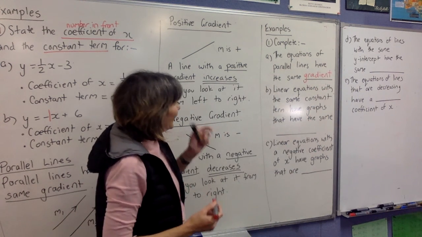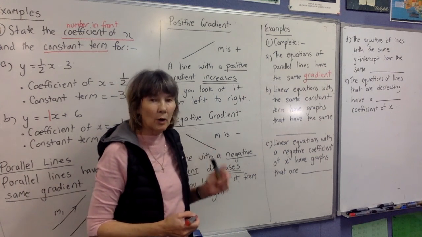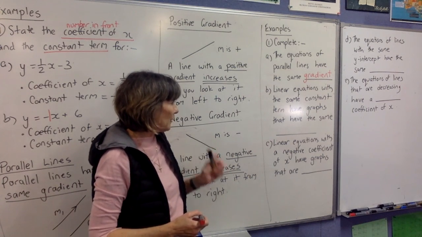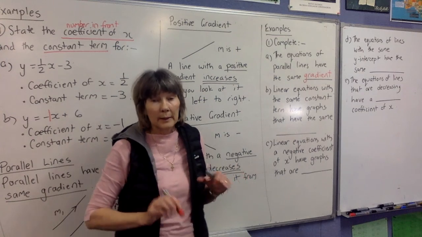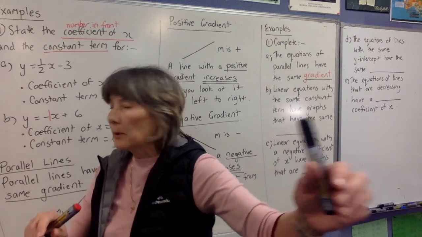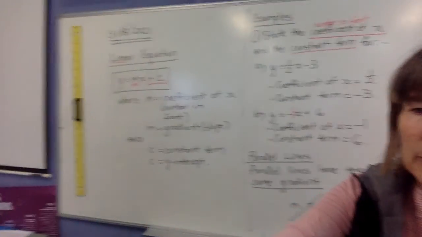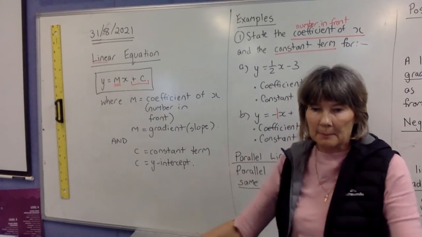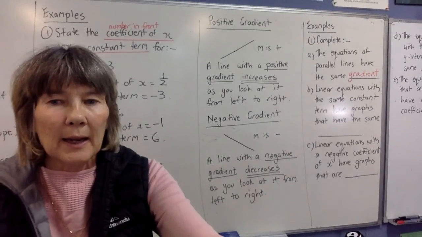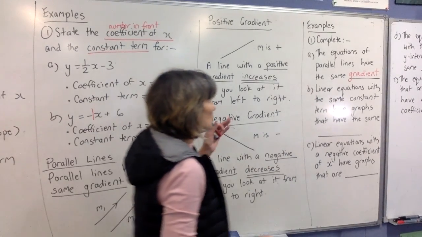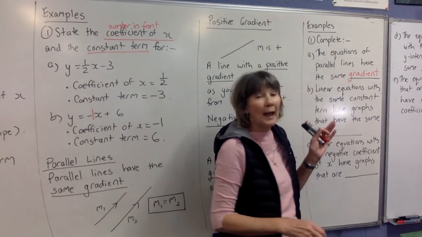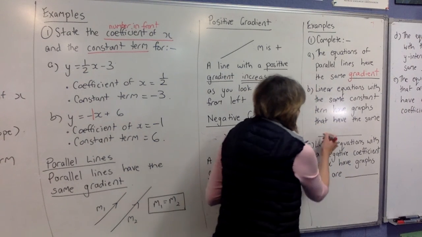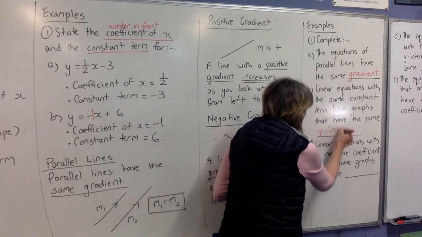Okay, the next one. Linear equations with the same constant term have graphs that have the same what? Now, we haven't really talked too much about it, but we did write it back here in the notes. Right, so the constant term is the y-intercept. Okay, so back here it says linear equations with the same constant term have graphs that have the same y-intercept.